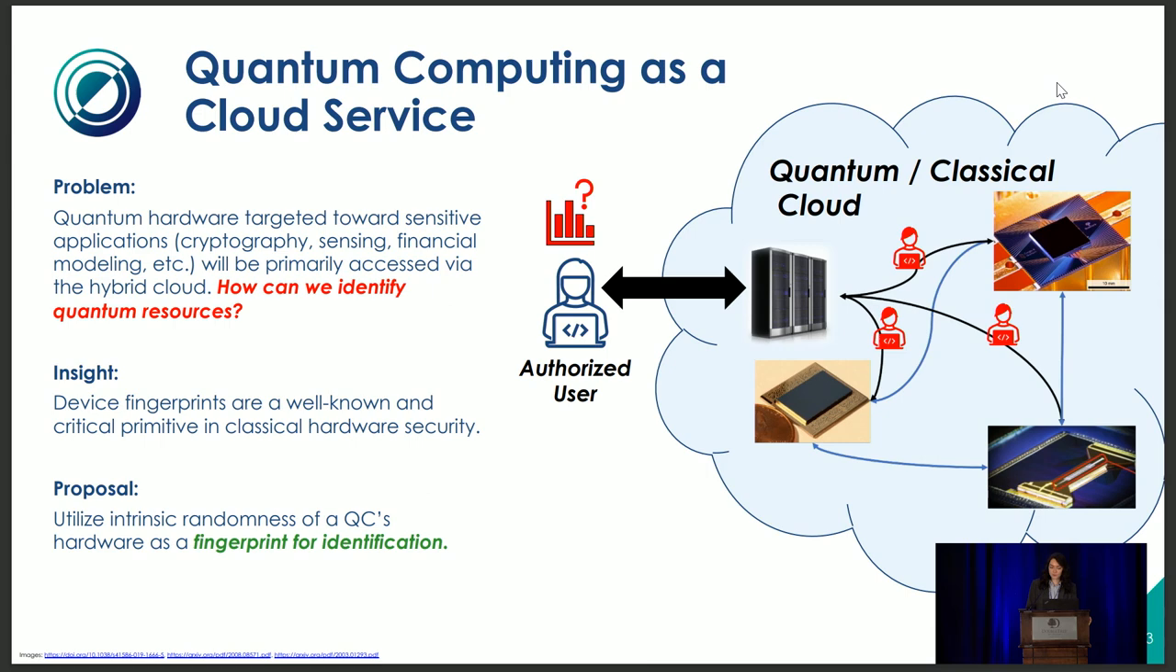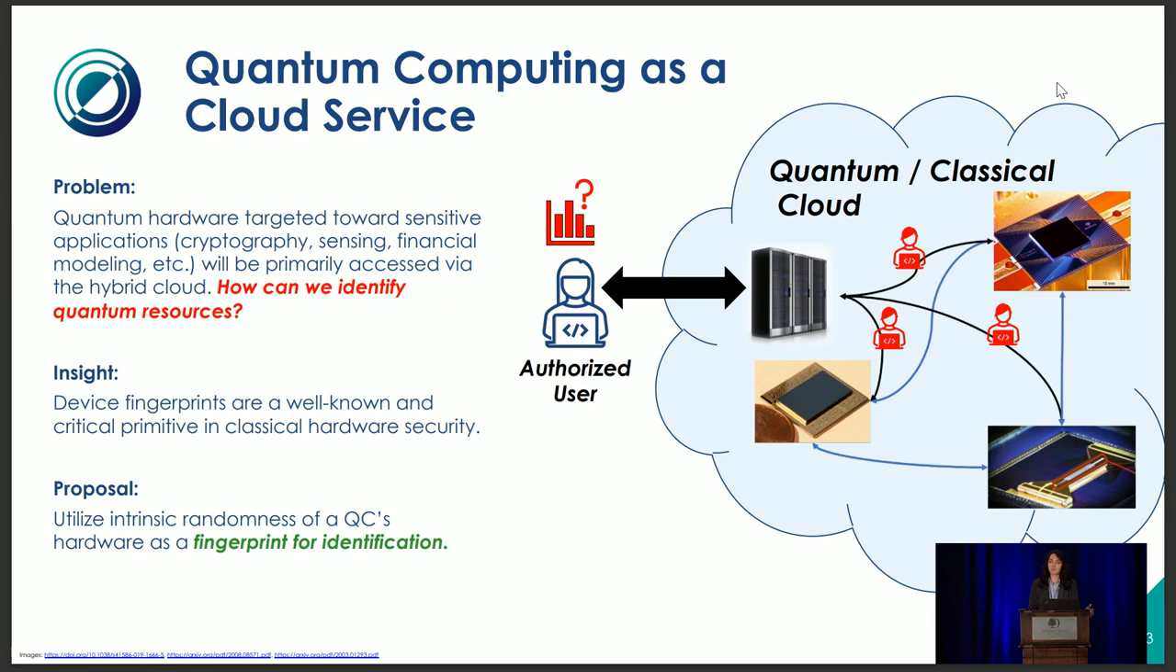For the foreseeable future, unless you're an academic institution or a national lab, you will be using a quantum device through the quantum cloud. This will be more of a hybrid cloud, because quantum devices need a substantial amount of classical support infrastructure. A lot of the devices available in the quantum cloud in the future are going to be targeted towards very sensitive applications: cryptography, sensing, financial modeling, et cetera. And a lot of research dollars are going to go into developing algorithms that will be run on these machines.